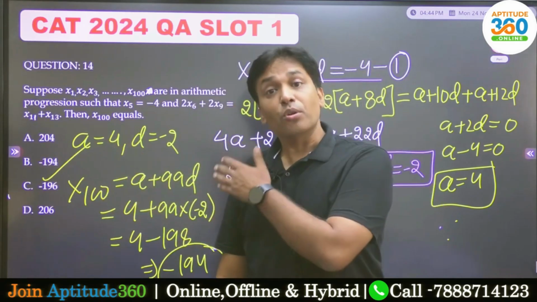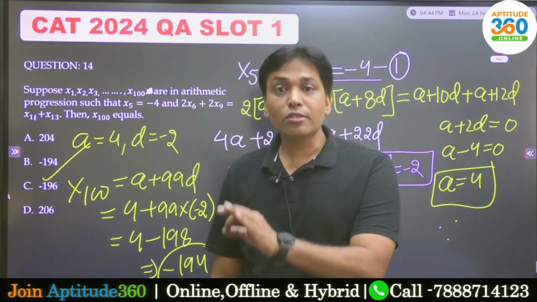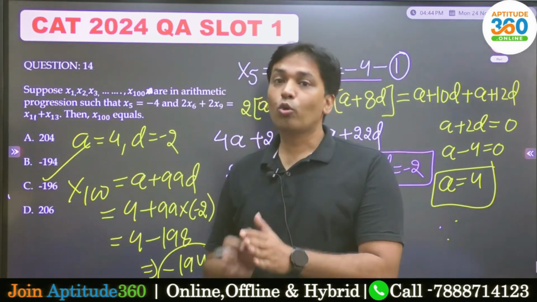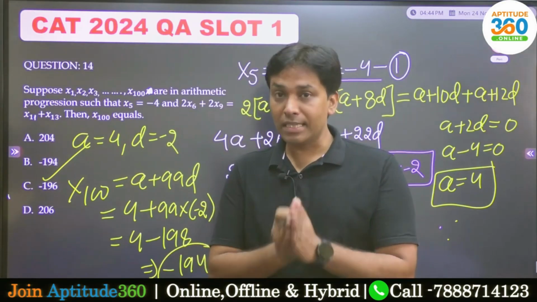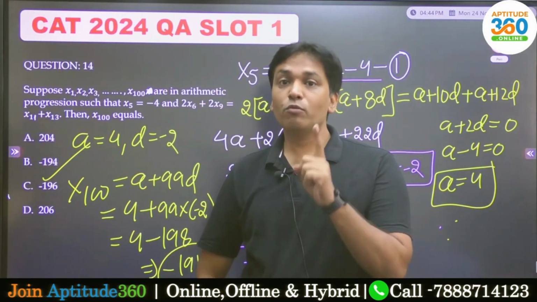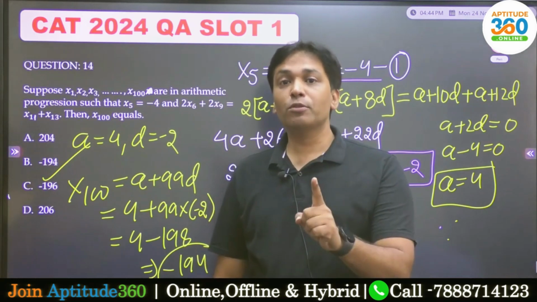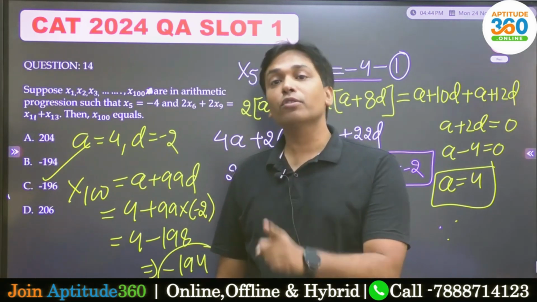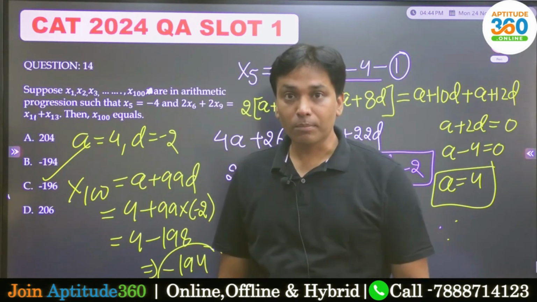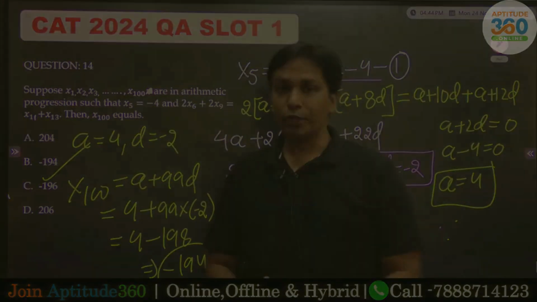So this problem is really very simple. If you know the basics of progression, this question can be managed very easily. Always remember, if you want to crack CAT, you should be able to find simple problems out of complex problems and solve them, right? And that is what I want for you.